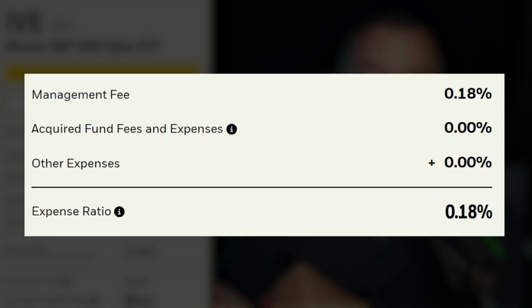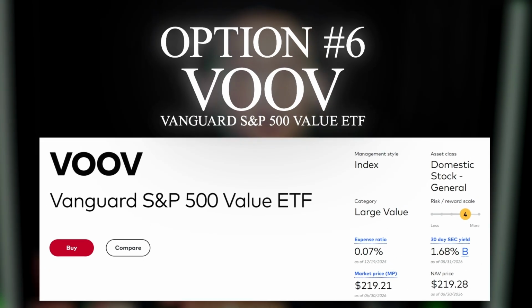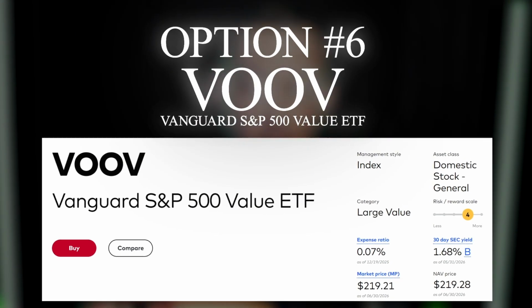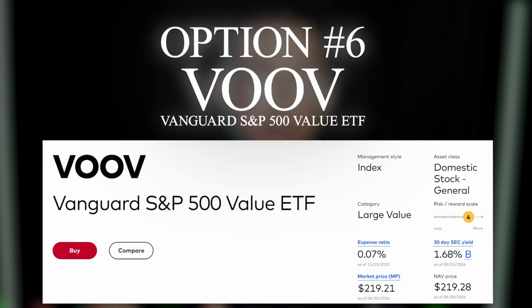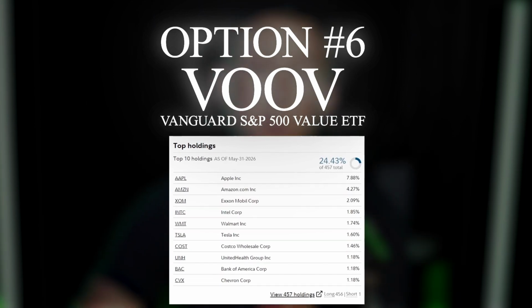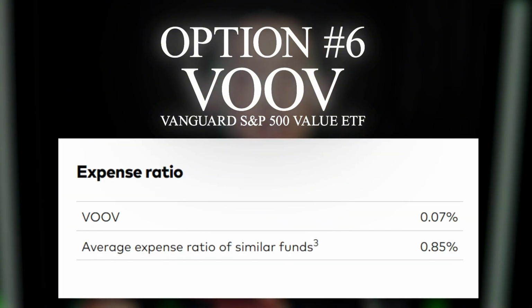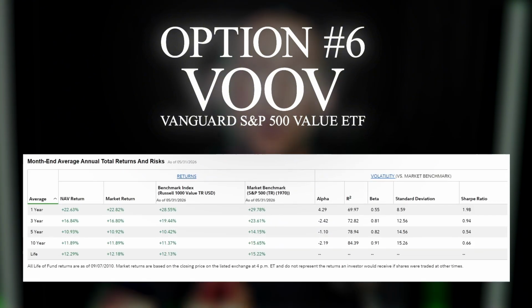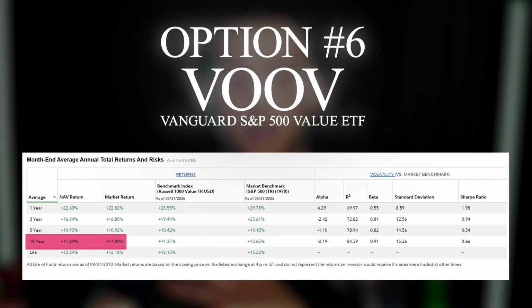Vanguard's S&P 500 Value Fund, VOOV, is very similar to SPYV and IVE, with the top 10 holdings also making up 24.5% of the fund's portfolio. The expense ratio of this fund is 0.07%, while the performance of the fund the last 10 years has been 11.89%. So not horrible for any of these.